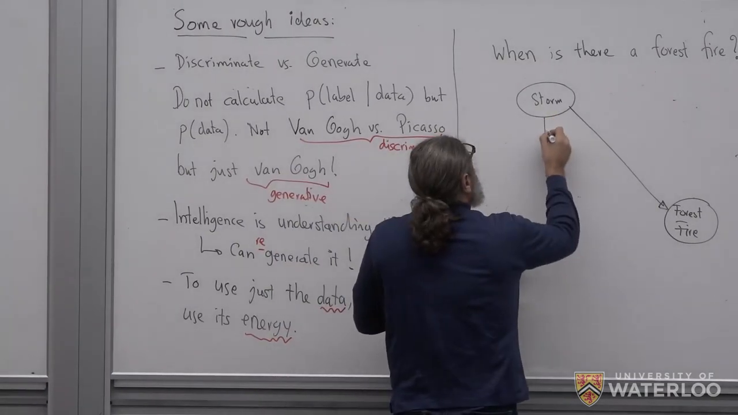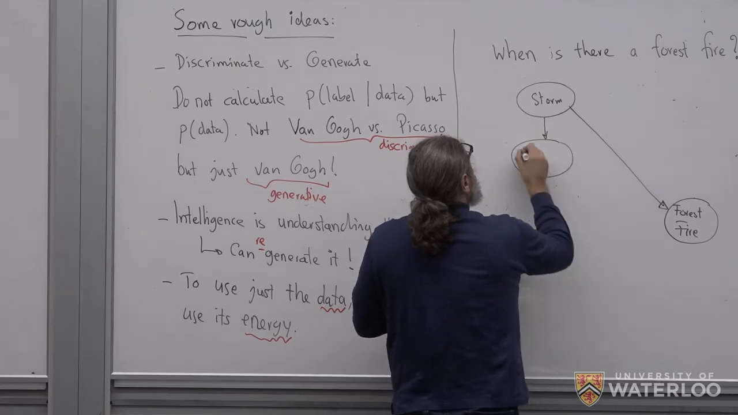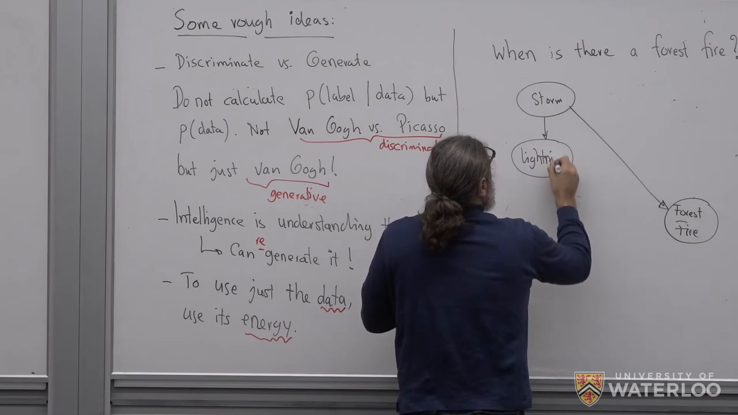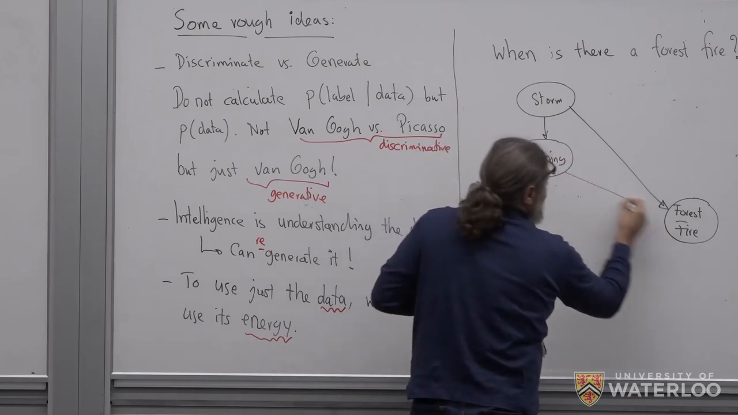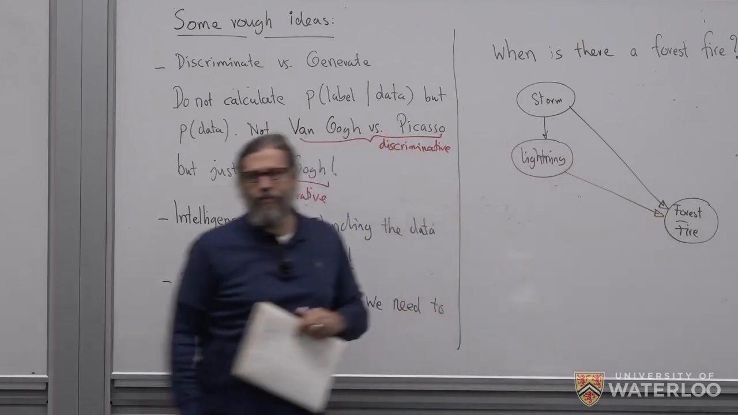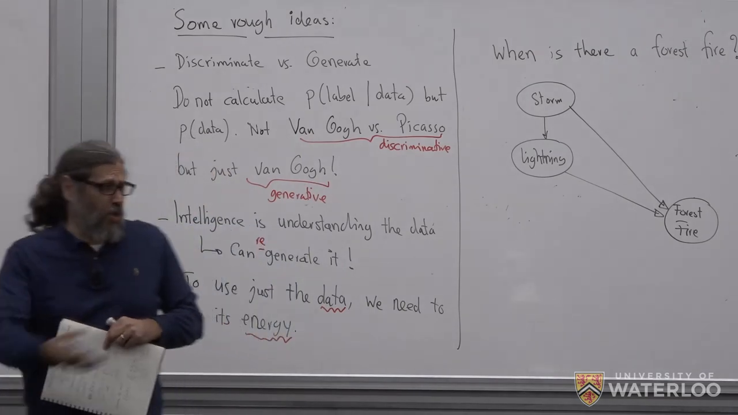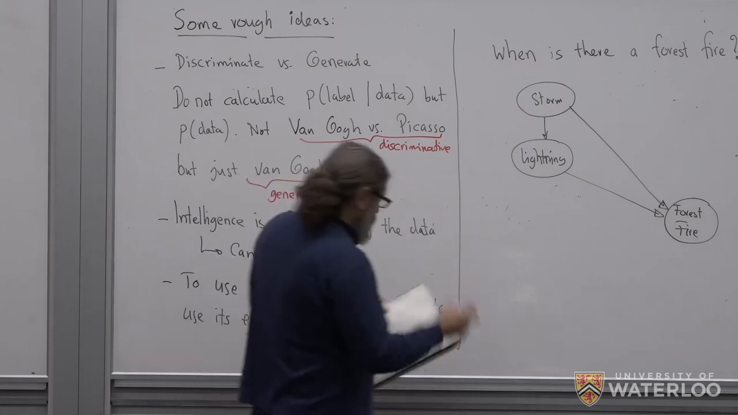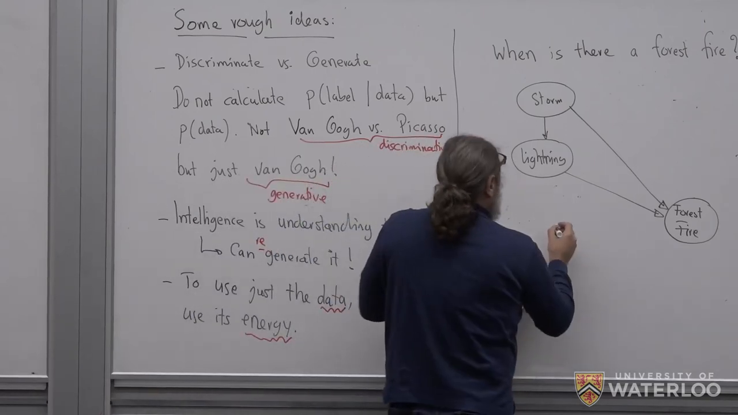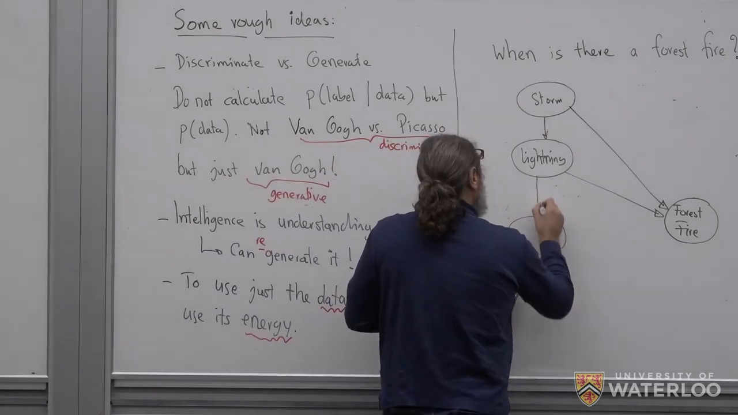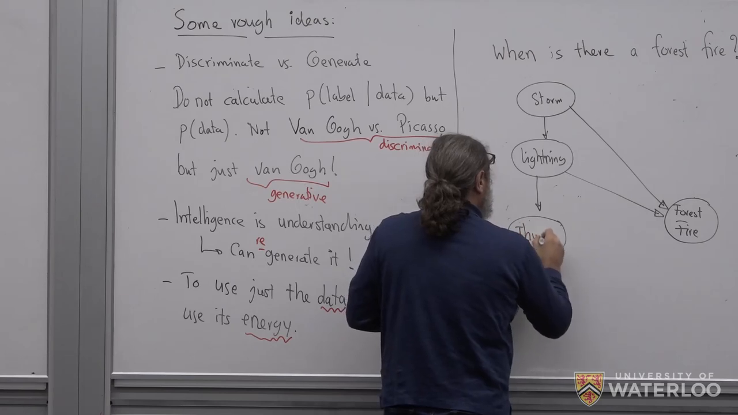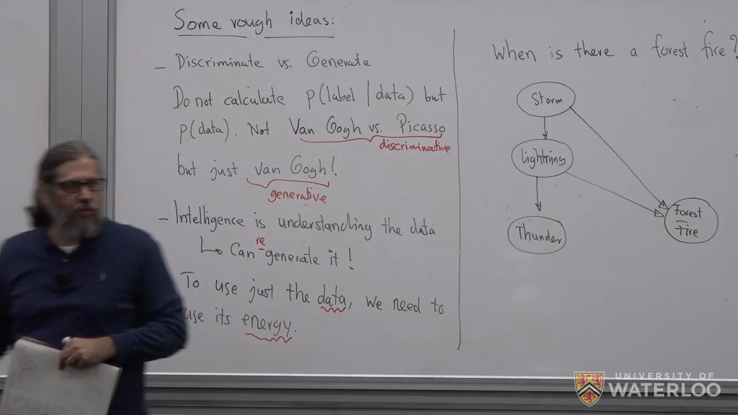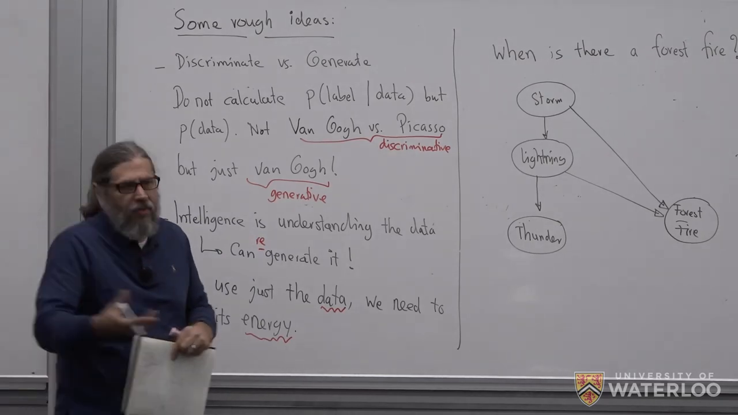Of course, when there is a storm, there is always lightning. And when there is lightning, of course, there is forest fire. Sometimes there is a storm and no forest fire, and sometimes there is no lightning, but there is forest fire. If there is lightning, there is thunder. Well, thunder in itself cannot cause forest fire, but lightning causes thunder. So.